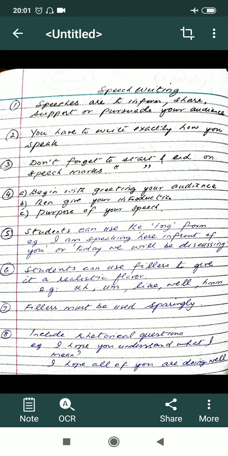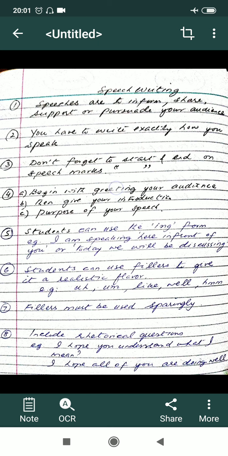Firstly, there was the definition of the speech we discussed yesterday, and then we discussed that in speeches we have to write exactly the way we speak. Then we learned that we have to use the speech marks, these inverted commas, and that once we start the speech marks, we must end the speech marks as well.